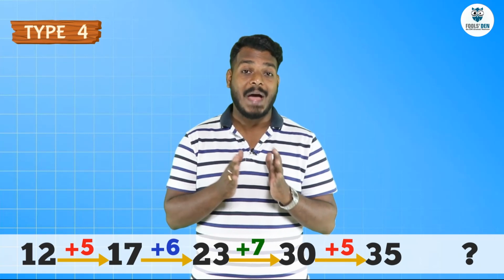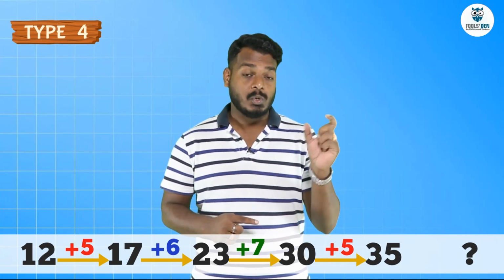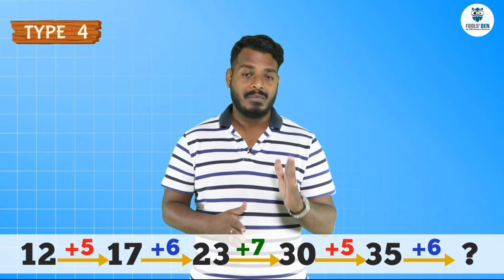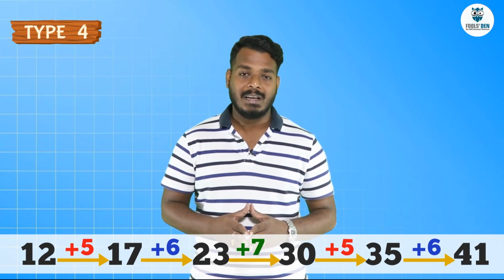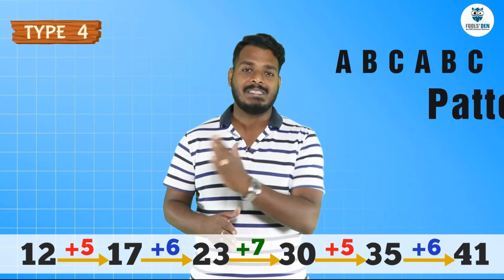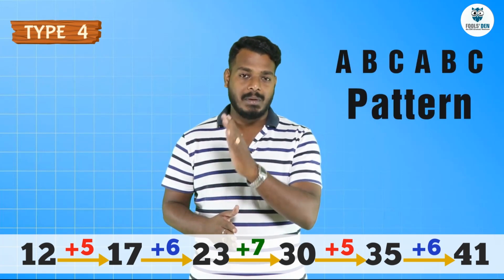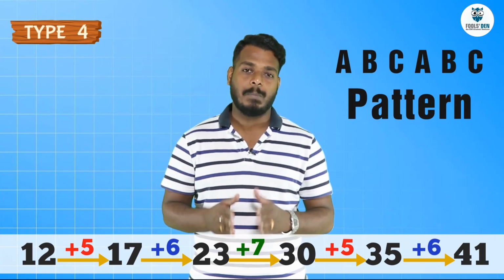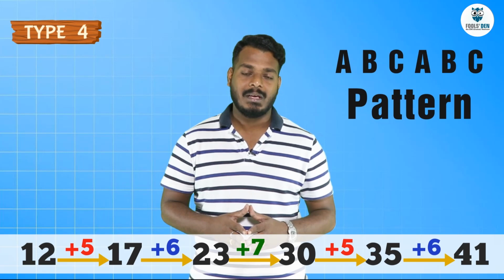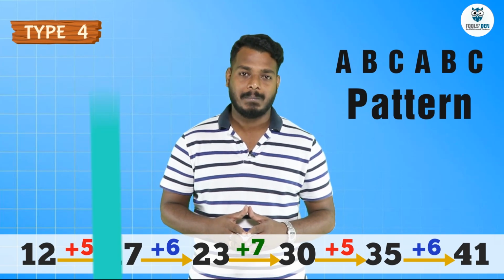So can you see the pattern being repeated here? 5, 6, 7, again a 5. So the next difference should be obviously a 6 because it's repeated. So your answer would be 35 plus 6, that is 41. Now this pattern is called the ABC pattern because there are 3 numbers 5, 6, 7 and again the first one repeats. That is, the pattern repeats itself. So this pattern is the ABC pattern.